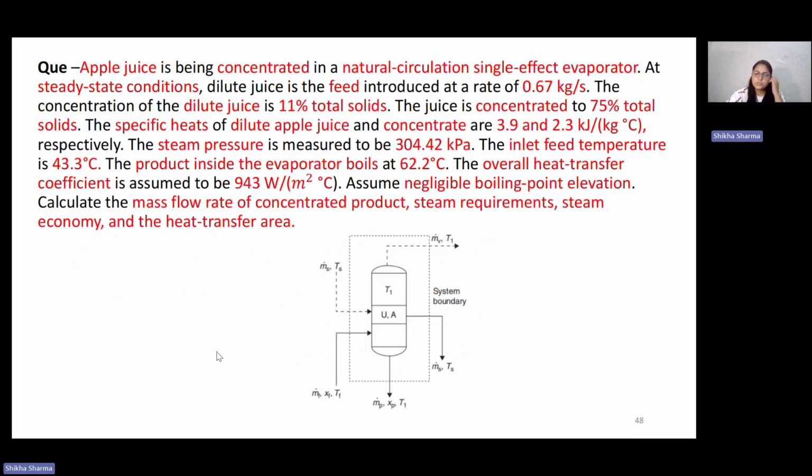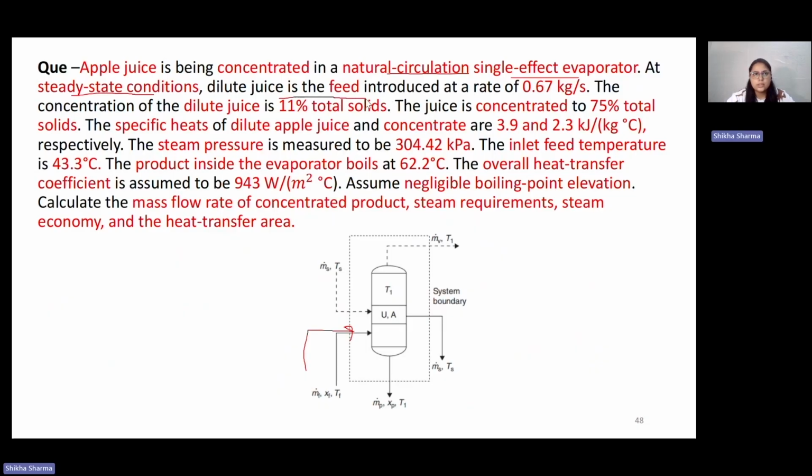Okay, let's solve this question, which is about a single effect evaporator. So apple juice is being concentrated. Basically, this apple juice is fed into this evaporator. So apple juice is being concentrated in a natural circulation single effect evaporator at a steady state condition.